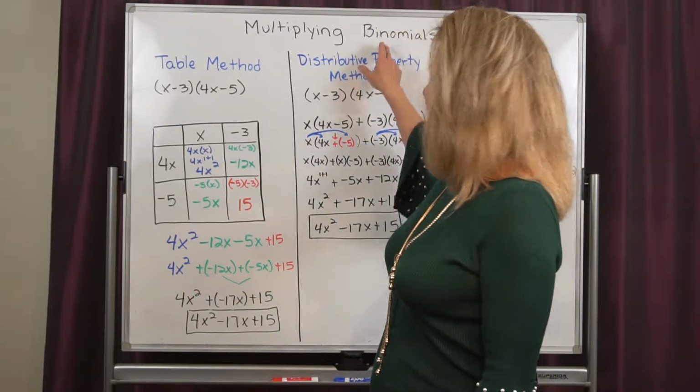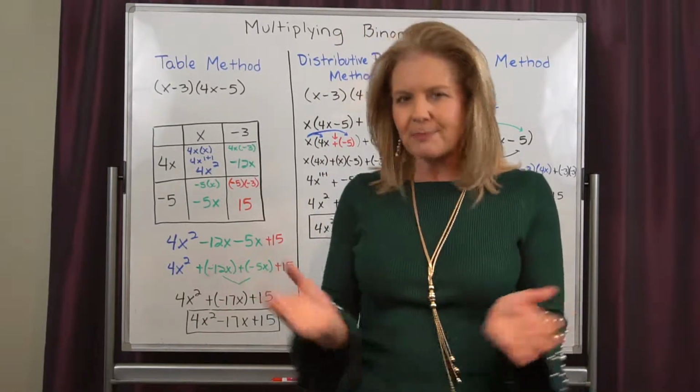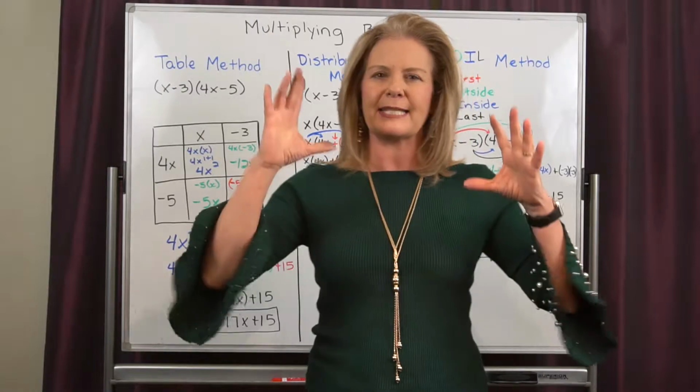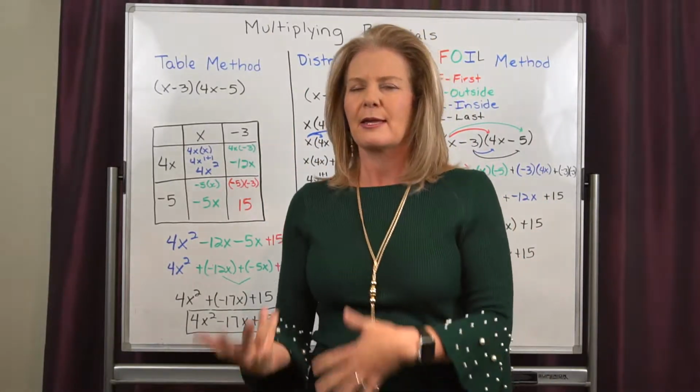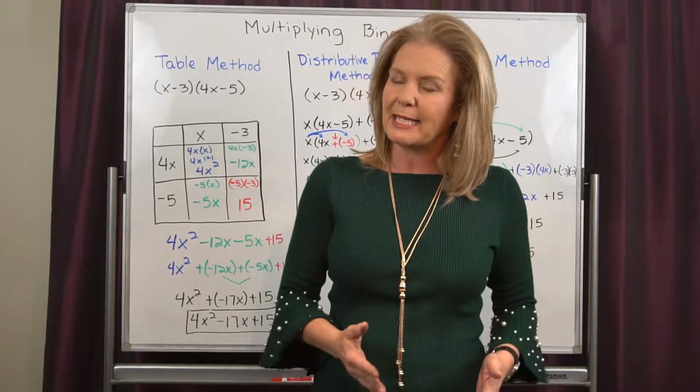When you're multiplying a binomial by another binomial, your answer always comes out to be a trinomial. It's just one of those things that always happens. So that's the beginner method. Once you understand that concept, we can then move to the intermediate method.